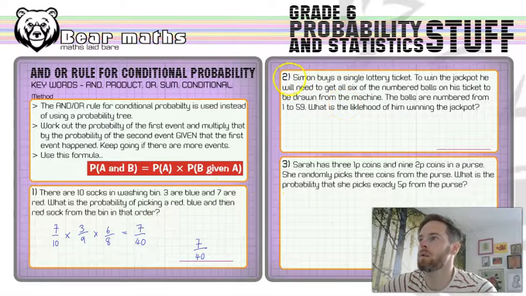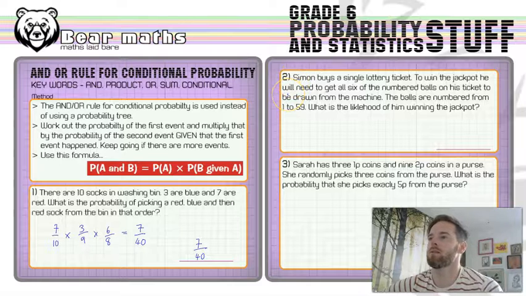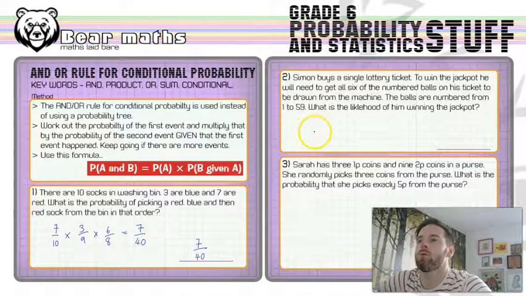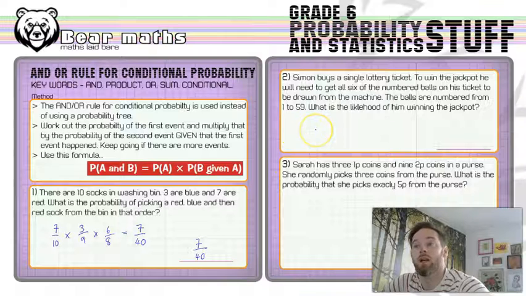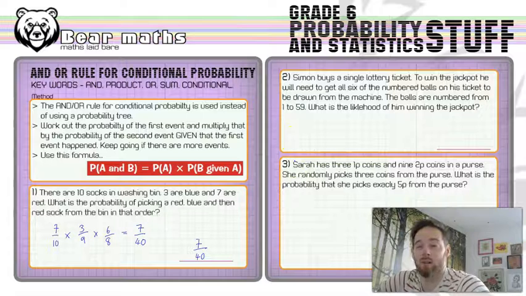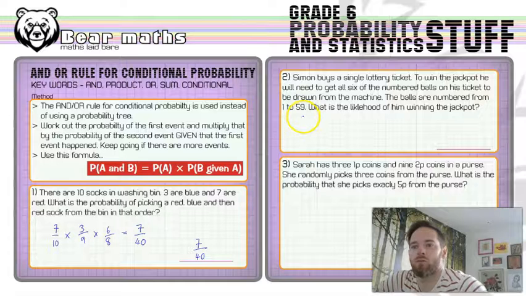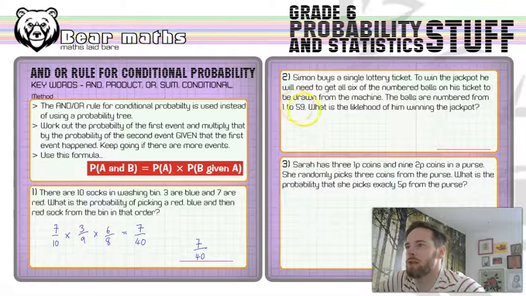All right, so second question is Simon buys a single lottery ticket. To win the jackpot, he will need to get all 6 of the numbered balls on his ticket to be drawn from the machine. The balls are numbered from 1 to 59. What's the likelihood of him winning the jackpot? Now, this is how the British Lottery, National Lottery, works. All right, this is exactly how it works now, at time of recording, at least. It did used to be less balls in there, but now they're 59.